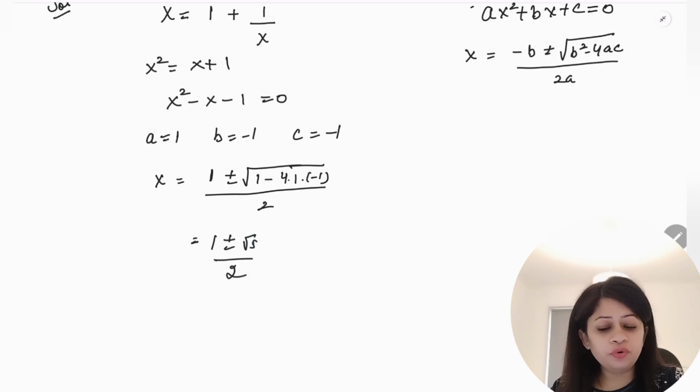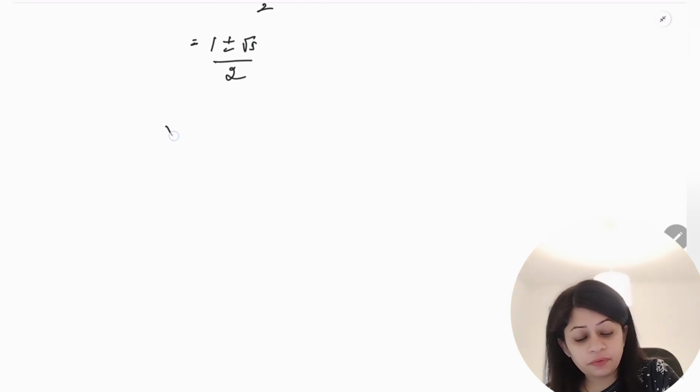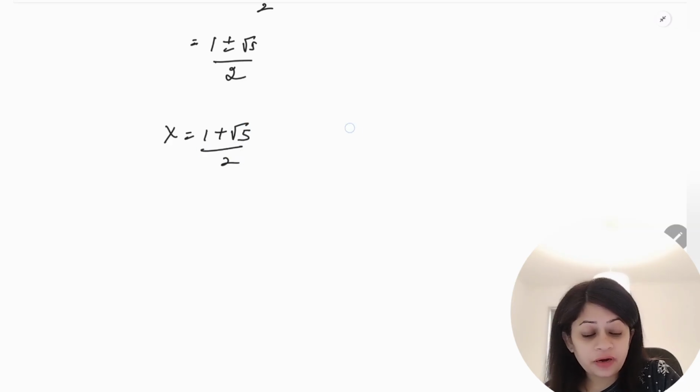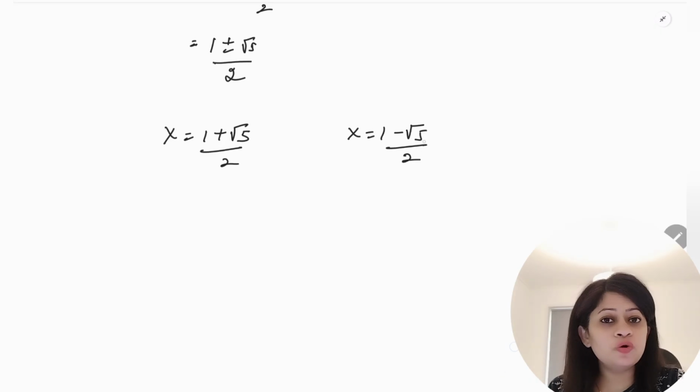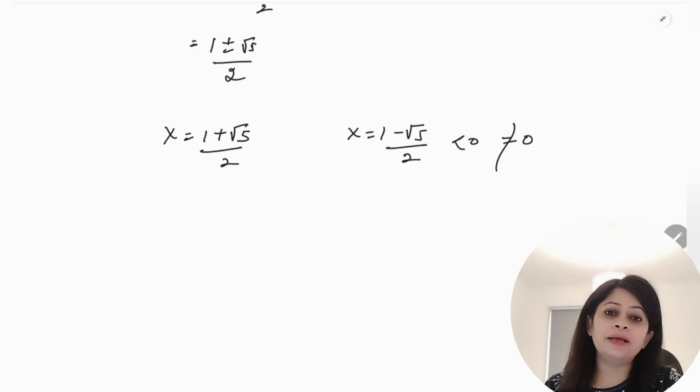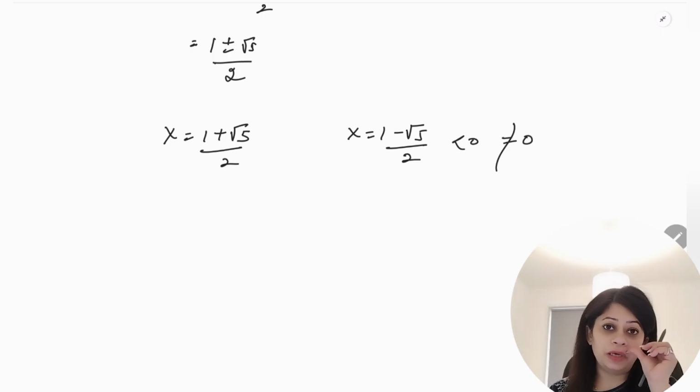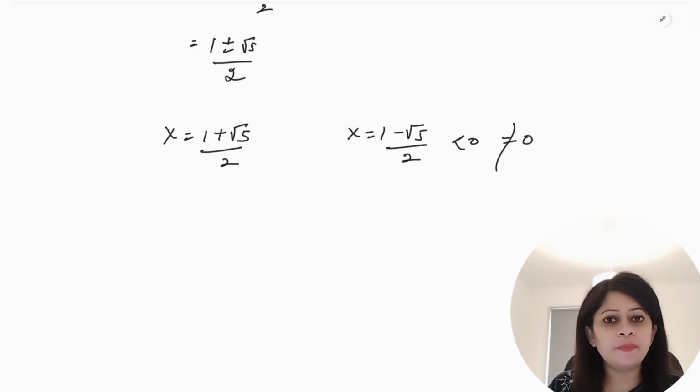So you get two roots. First is x is equal to 1 plus under root 5 by 2, and another is 1 minus under root 5 by 2. Since under root 5 is 2 point something, this will give a negative value, which is not possible. Why? This is infinite. You are adding them, 1 plus 1 plus 1, you are adding something, right? Up to infinite terms, a positive number. So this will always be a positive number.